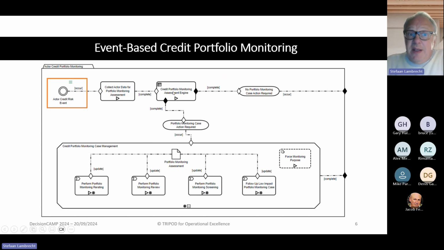Obviously, before doing that, we need to collect all the actor data for the actor, and that is more than 100 data points. A data point can be a single value, but it can also be, for instance, the history of the last 2-3 years of the credit rating of a customer, or of the annual accounts of a customer, containing all of the parts of the annual account. So it can be quite huge.